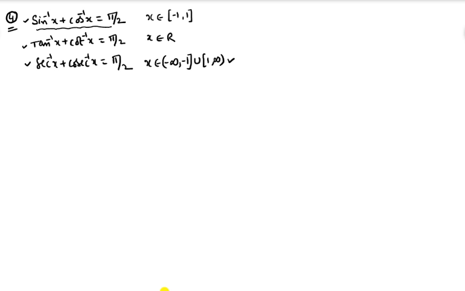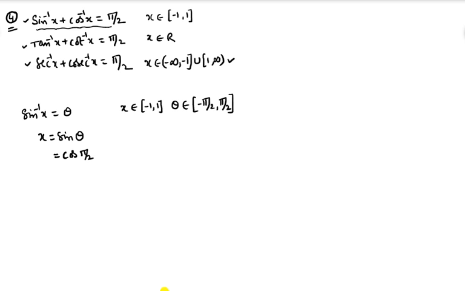Here also I am going to prove this particular property: sin inverse x plus cos inverse x is equal to pi by 2. Now I am assuming sin inverse x is equal to theta, right? The reason is x belongs to the closed interval minus 1 comma 1 and theta belongs to the closed interval minus pi by 2 comma pi by 2. So we can write x is equal to sin theta. But now sin theta we can also write as cos of 90 minus theta.